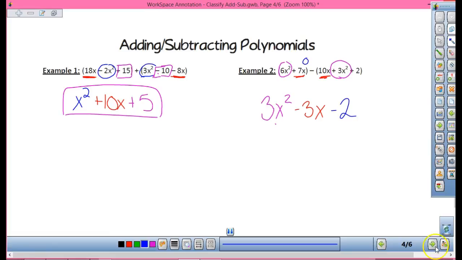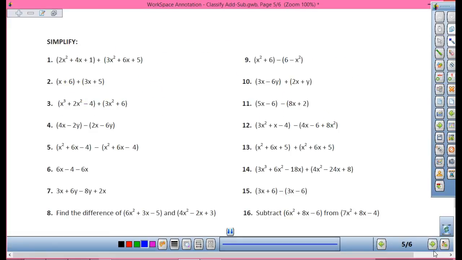Do we want to go through all these that are on the bottom? Or do you think we can handle adding and subtracting? Let's do a couple. I want to do a couple of subtraction ones. Let's look at number 5.